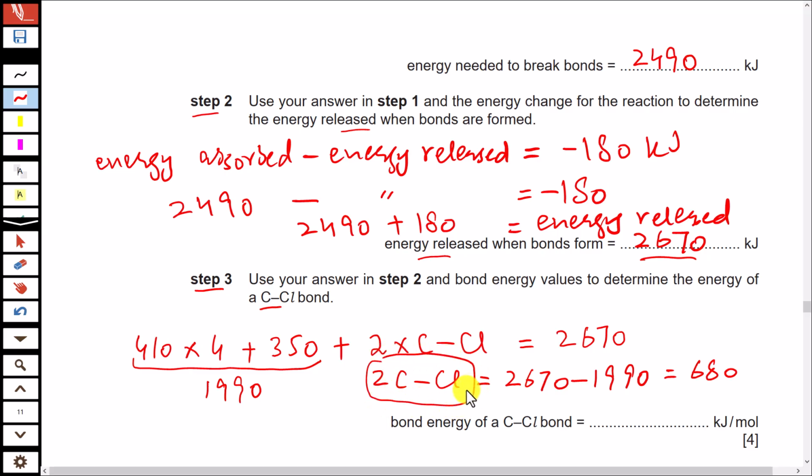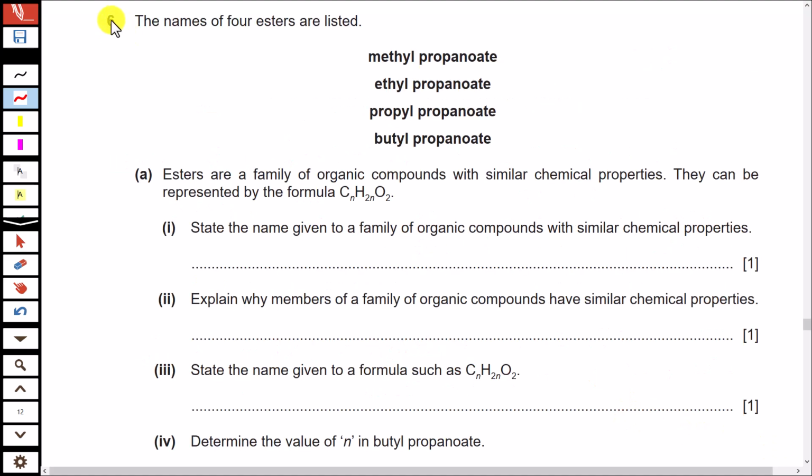We want the energy for a single carbon to chlorine bond, so divide 680 by 2, and the final answer will be 340 kilojoule per mole. Question 6.